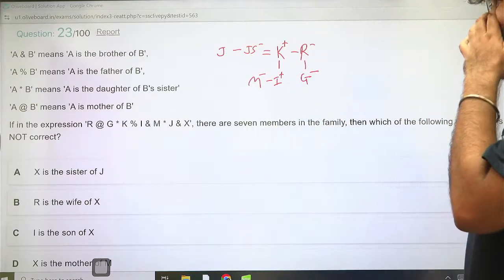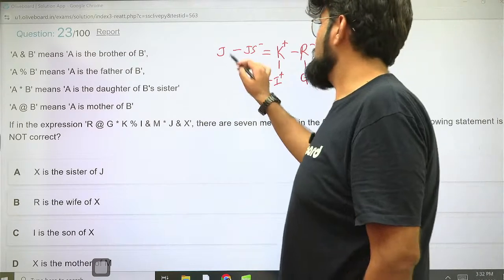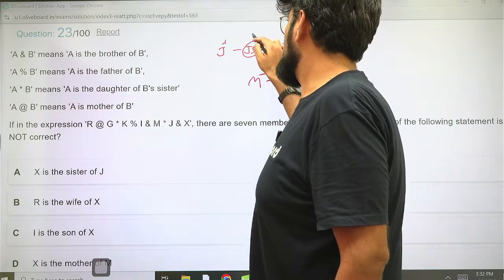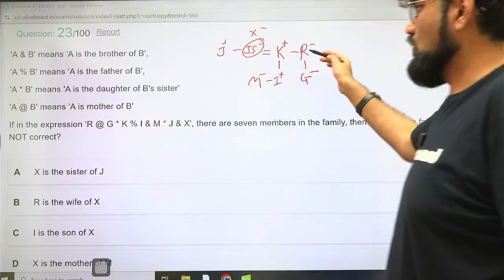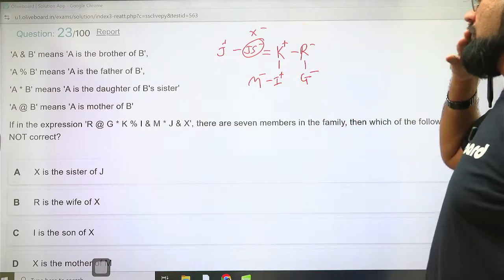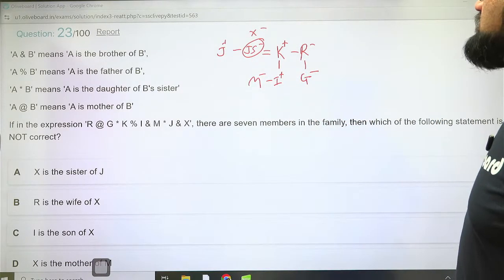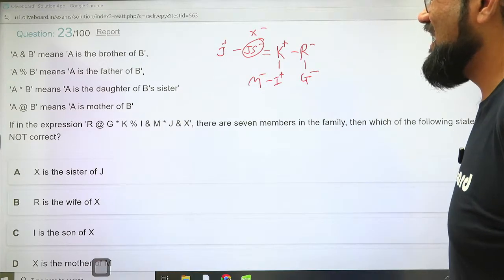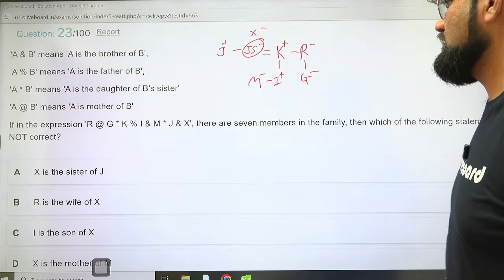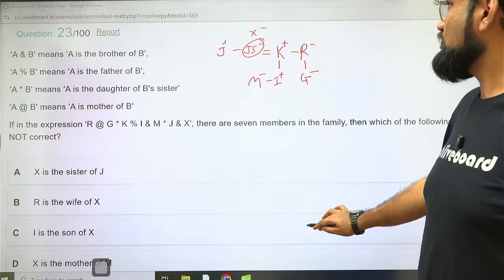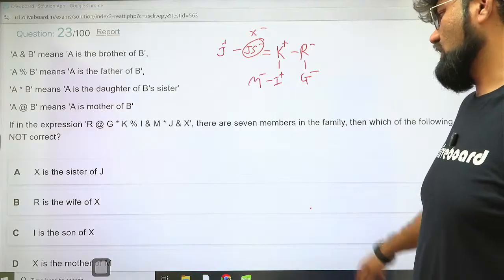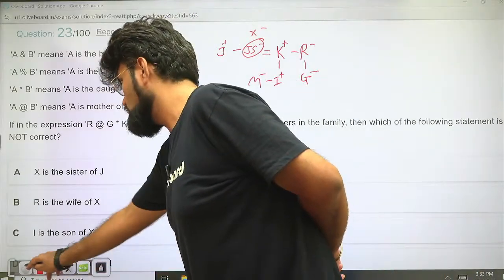Then j ampersand x. J is the brother of x. Probably we can assume this to be x. Can't we? Because they are saying that this is a 7-member family. So x is the sister of j. That's correct. R is the wife of x. That is not correct. I is the son of x, absolutely right. And x is the mother of m, that's also right. So R is the wife of x is not right. Option B is the correct one. This is actually a good question.